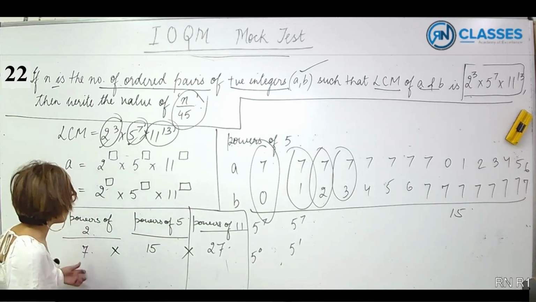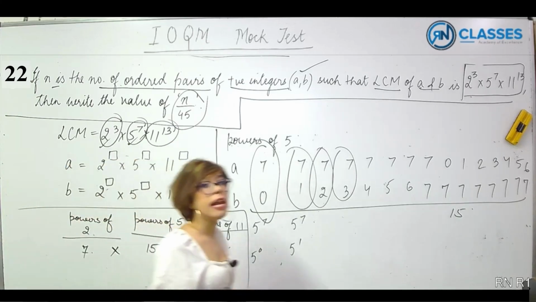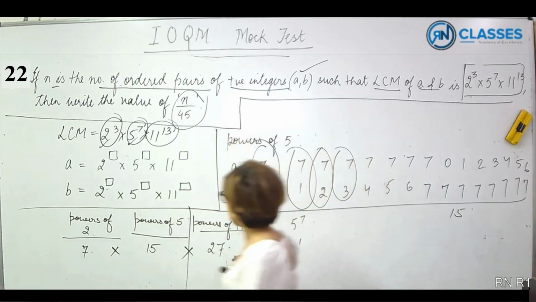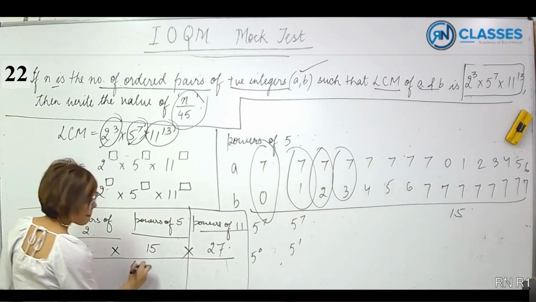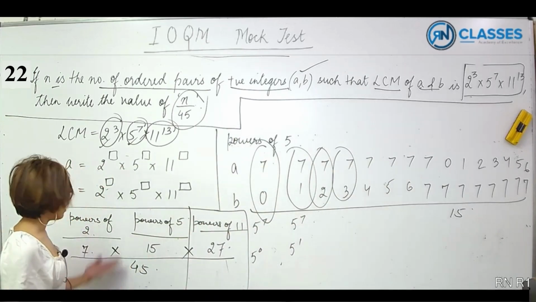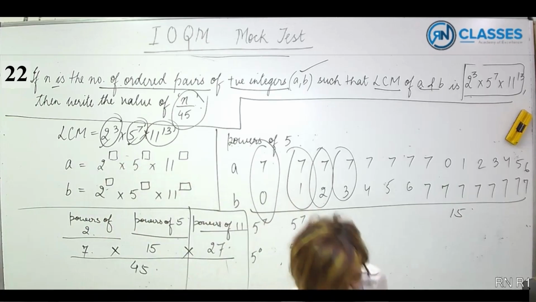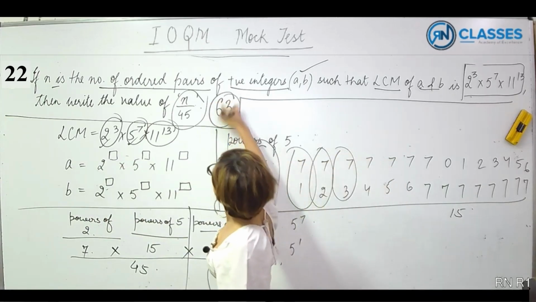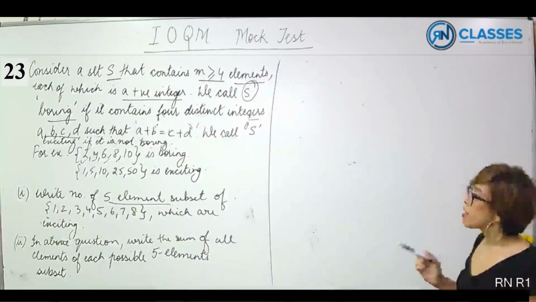Number of quadruples is 7 into 15 into 27. Right? That is equal to n. But I do not want n. I want n divided by 4. Right? You can divide it, and that is why the answer for this question turns out to be 63. Right. On to the next one.